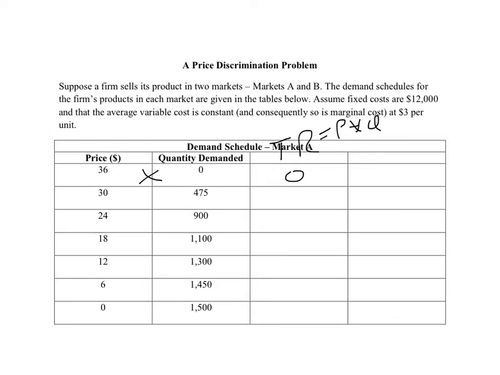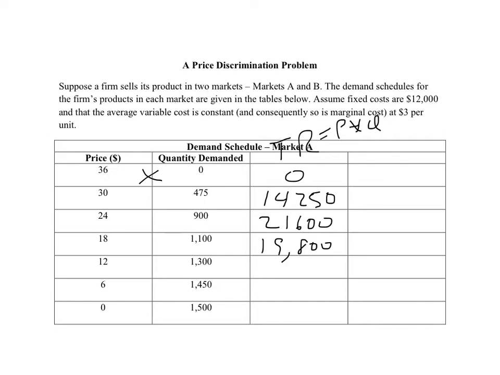Now we have to break out the calculator. 30 times 475 is 14,250. 24 times 900 is 21,600. Might want to check. Just do this on your calculator, make sure the work is correct. 18 times 1100 is 19,800. Now you'll notice something.